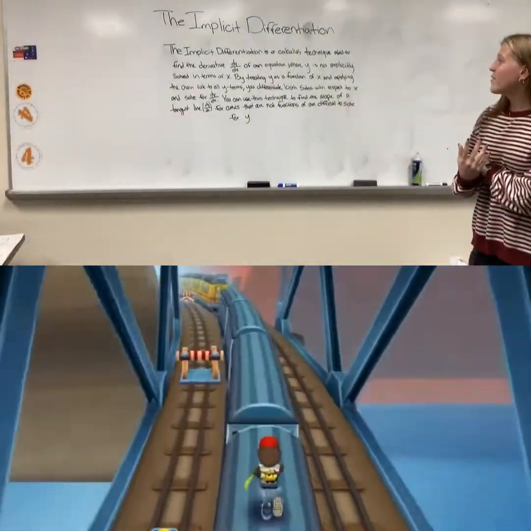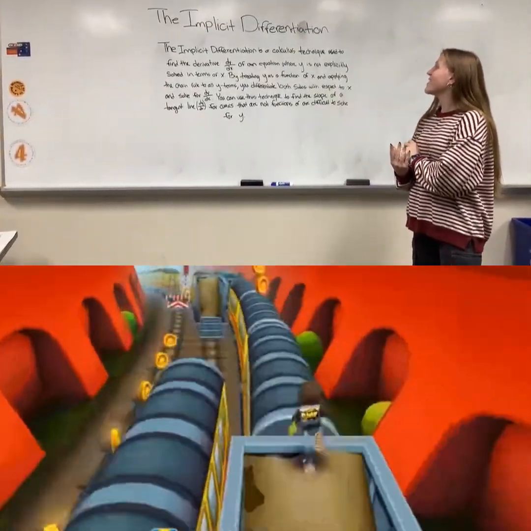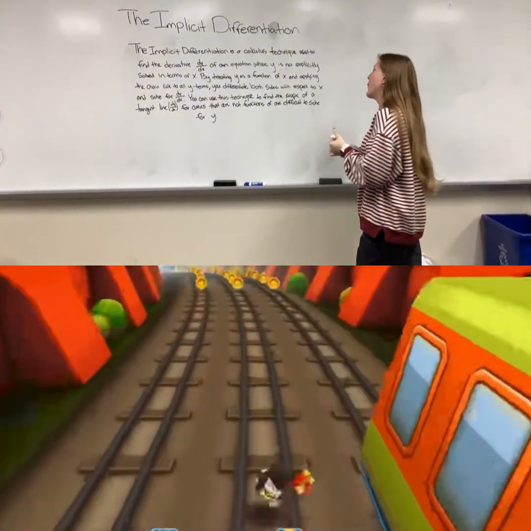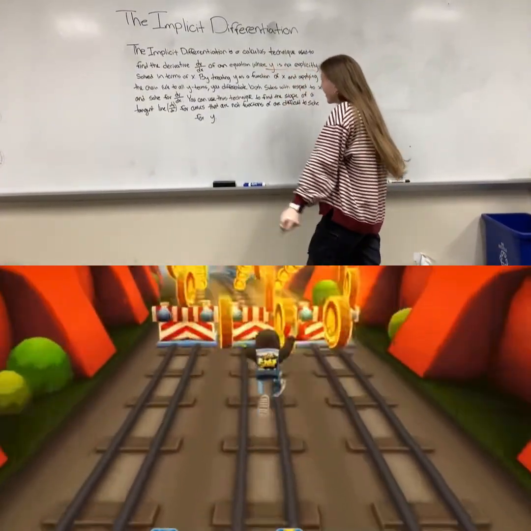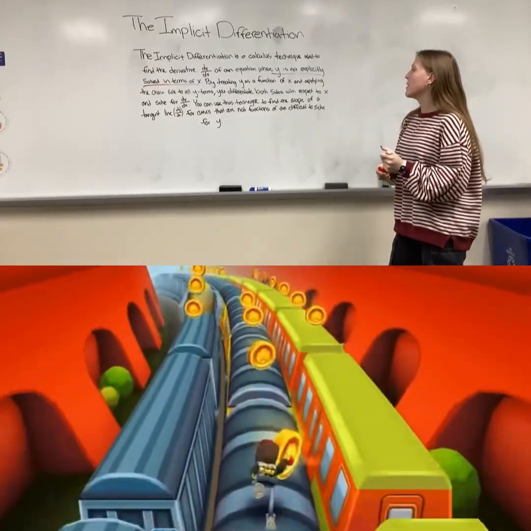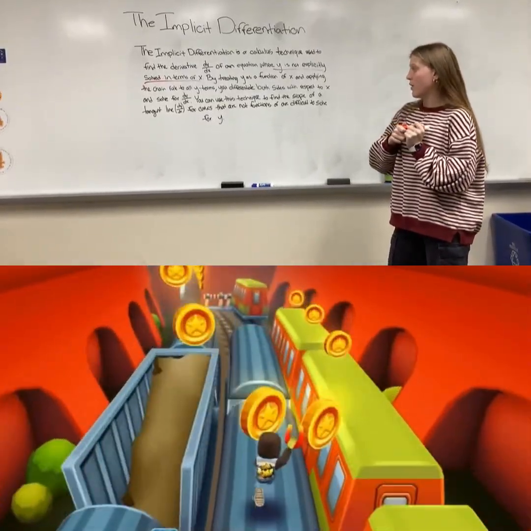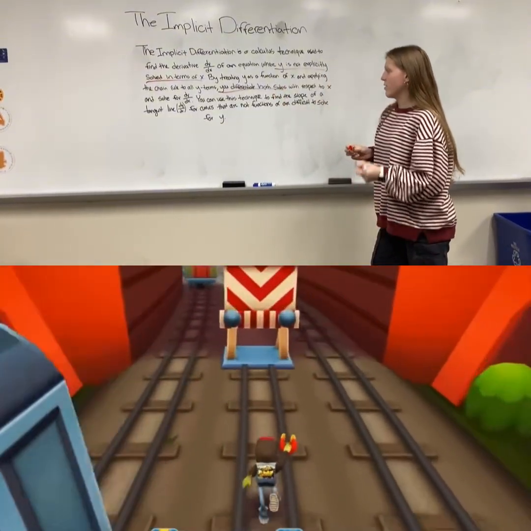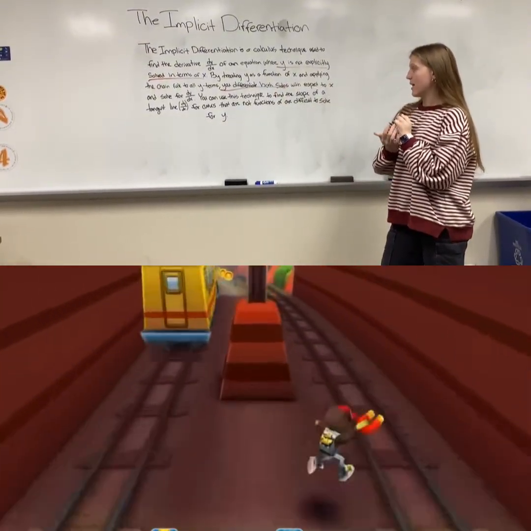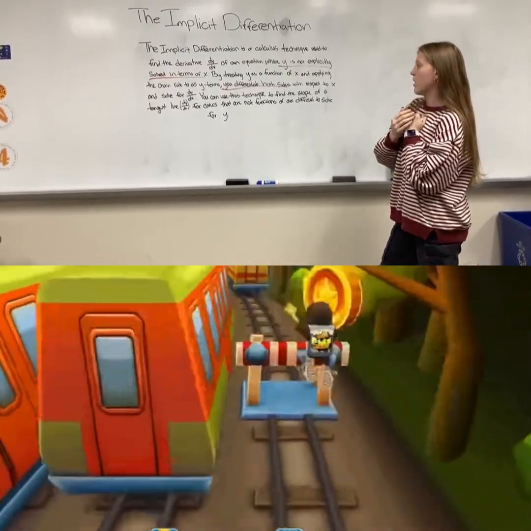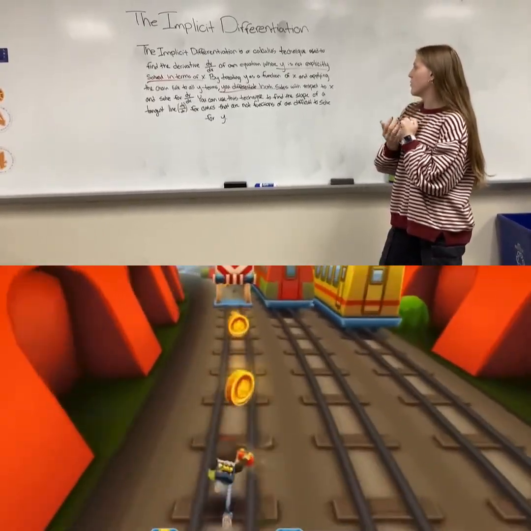Implicit differentiation is a calculus technique used to find the derivative dy over dx of an equation where y is not explicitly solved in terms of x. By treating y as a function of x and applying the chain rule to all the y terms, you differentiate both sides with respect to x to solve for dy over dx. You can use this technique to find the slope of the tangent line dy over dx for curves that are not functions or are difficult to solve for y.